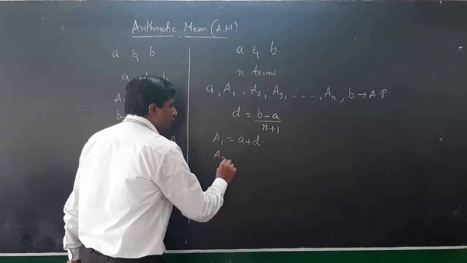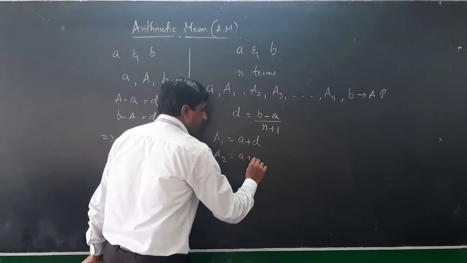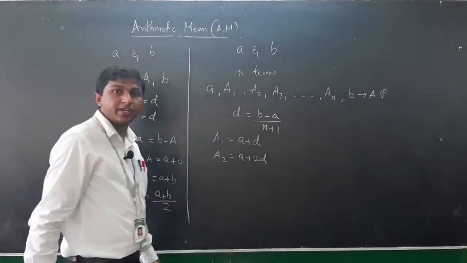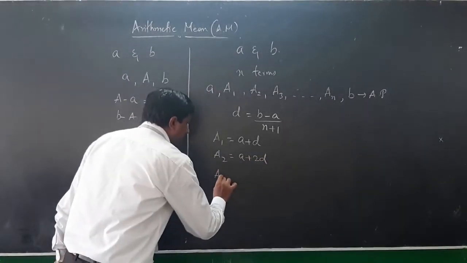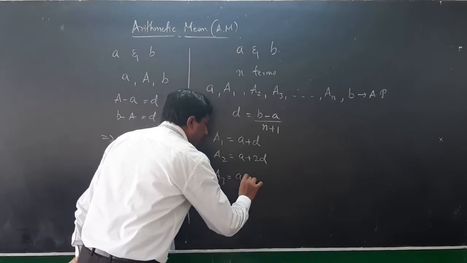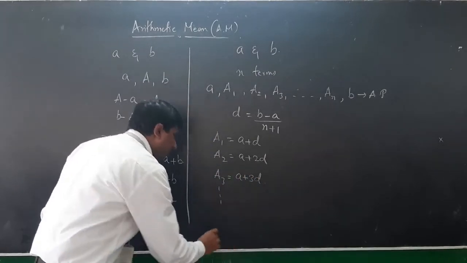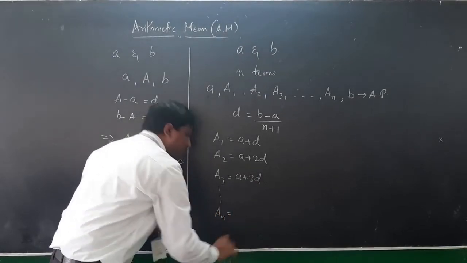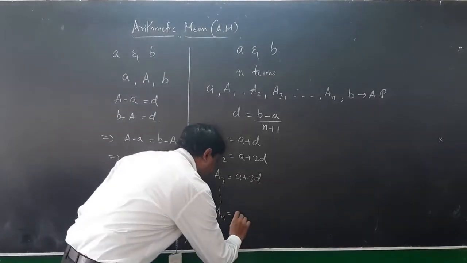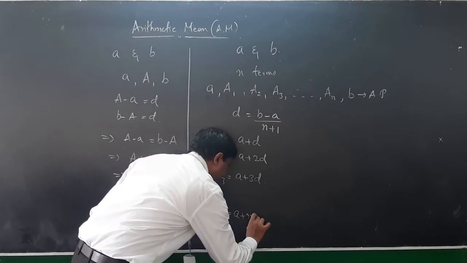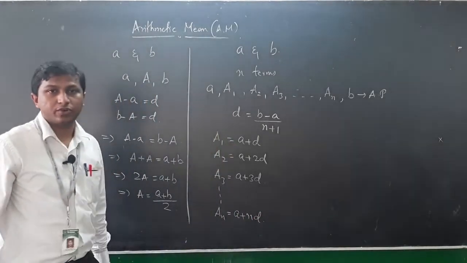Similarly, A2 will be A plus 2 into D. Similarly, A3 will be nothing but A plus 3 into D, and so on. AN. What will AN be equal to? It will be nothing but A plus N into D.